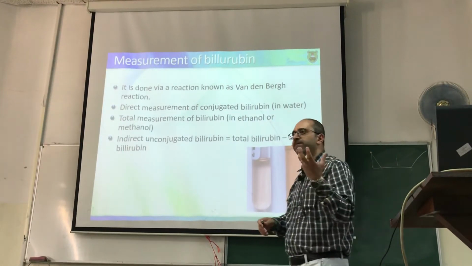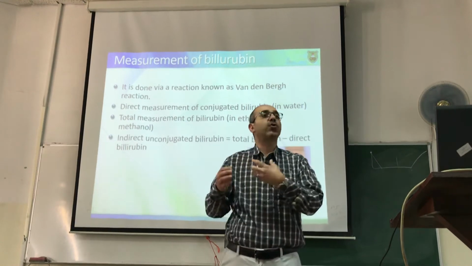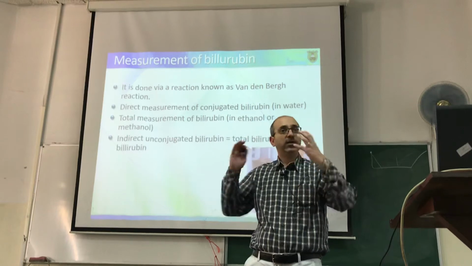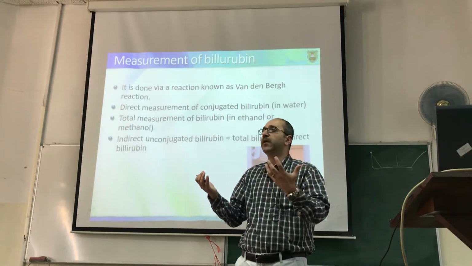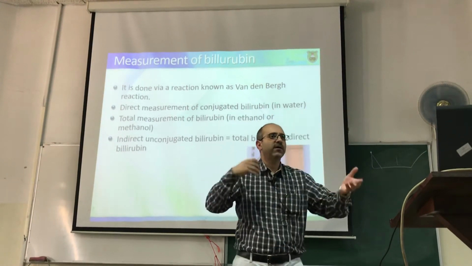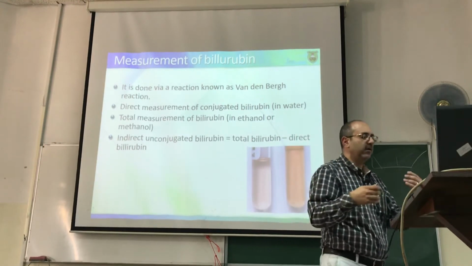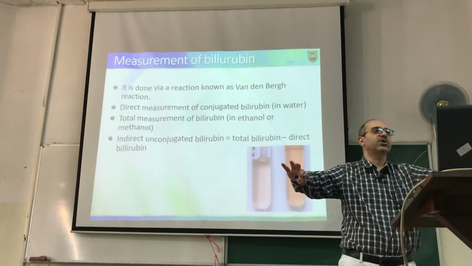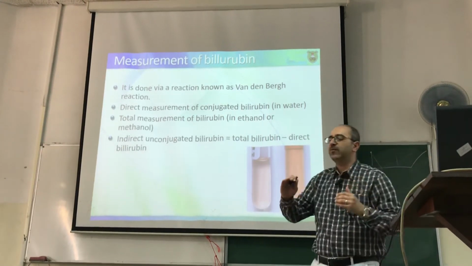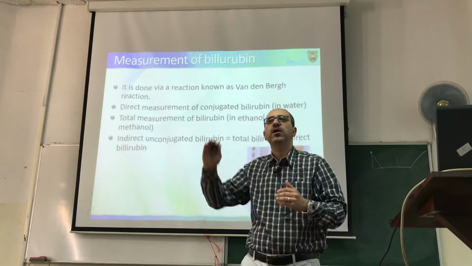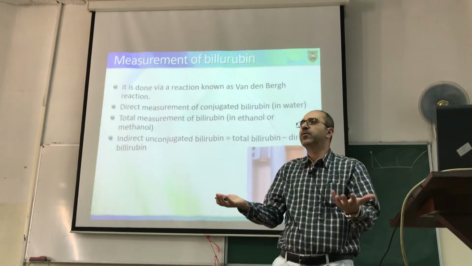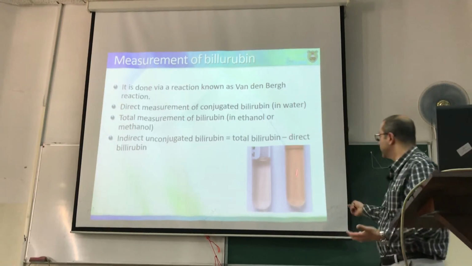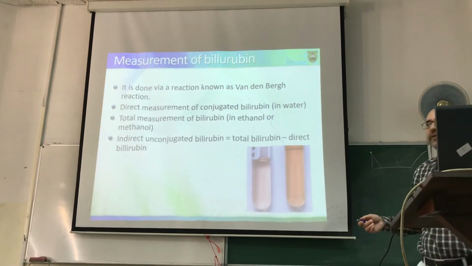Now, if the reaction takes place in an organic solvent like ethanol or methanol, then both forms react. If the reaction takes place in water, the conjugated bilirubin would react, not the unconjugated. Okay? If it happens in methanol or ethanol, then total bilirubin would participate in the reaction, having this relatively dark red color.